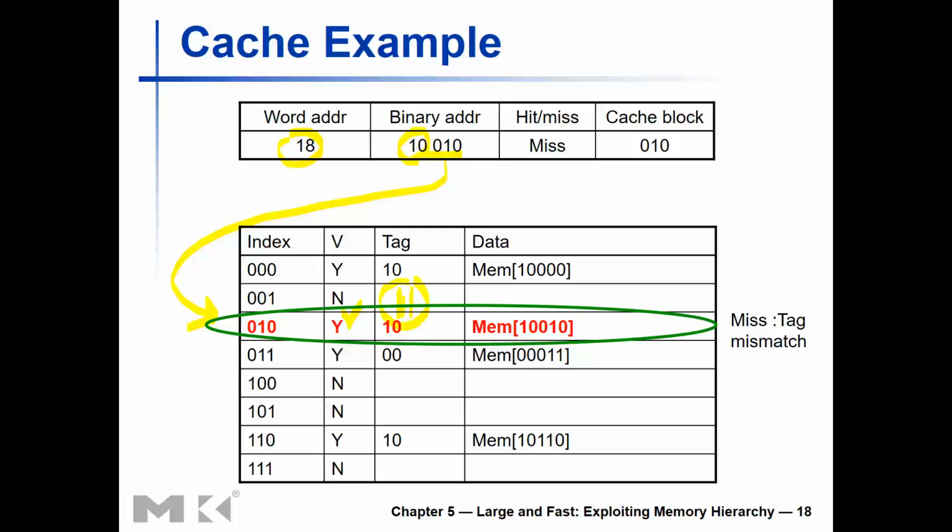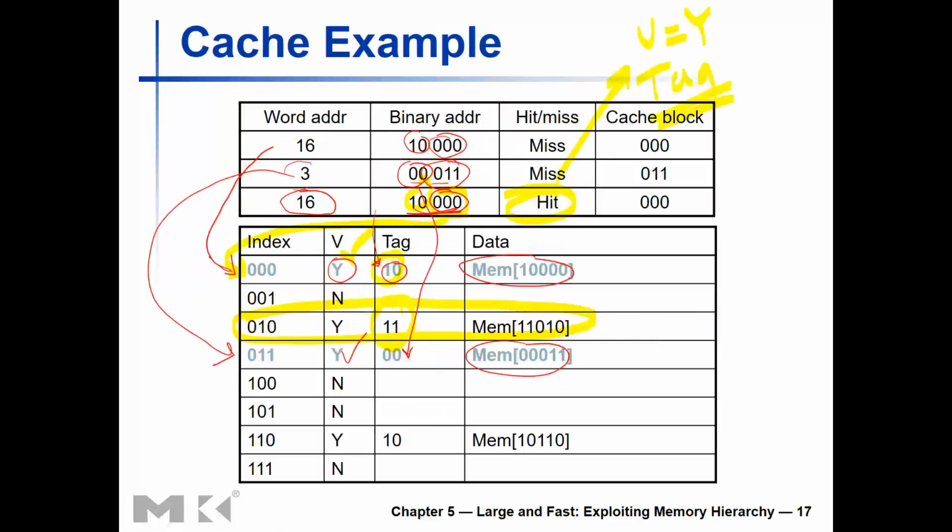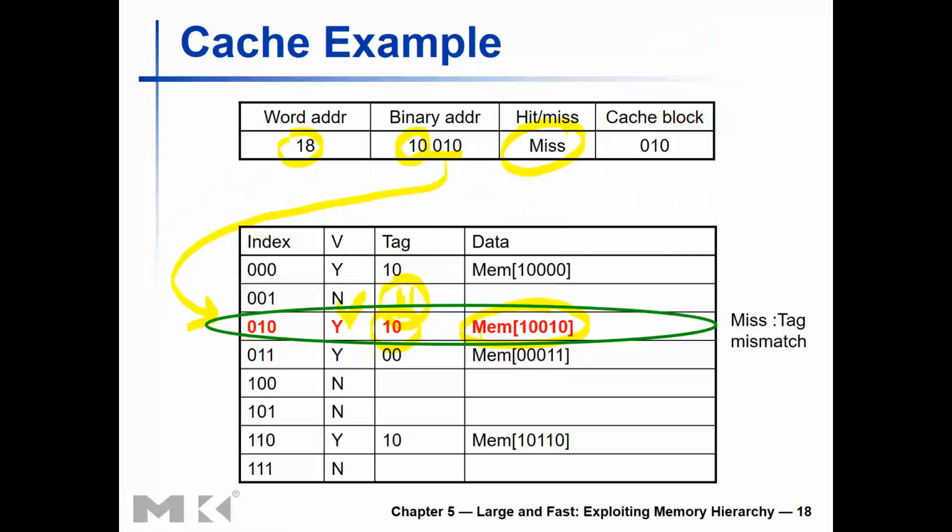The mismatch between the tag saved in the cache and the tag in the address causes a miss. So what we do, we go to the memory, we bring this data address, we save it in the cache, the valid bit is yes, and we save the tag, which is 10. Observe that in the previous slide it was 11 here. Now we have changed it to 10. So the miss here is caused by tag mismatch.